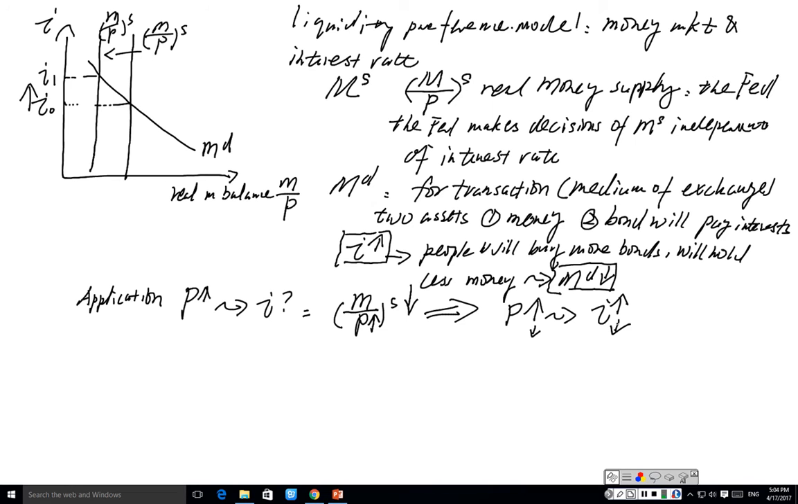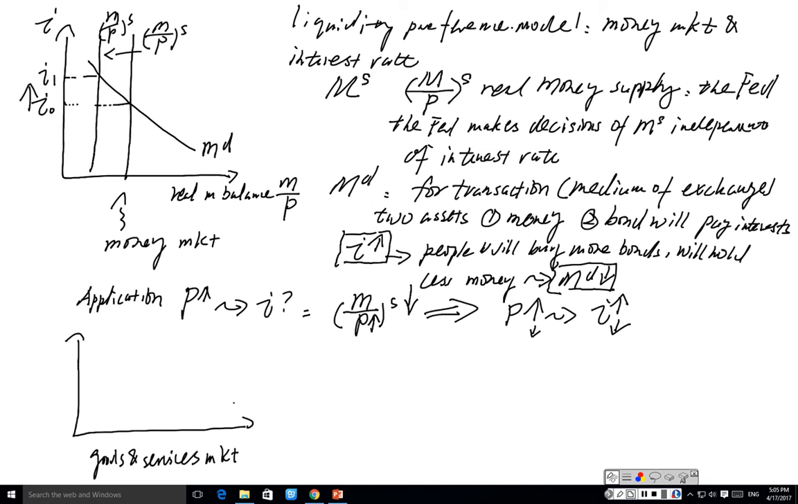Now we need to relate this to aggregate demand. Be very careful. The model we showed here is a money market, but the aggregate demand curve is for the goods and services market. So the horizontal axis here is aggregate output. Let's use a big white. So it's different from the money market. The variable on the vertical axis is also different. It's the average price level.